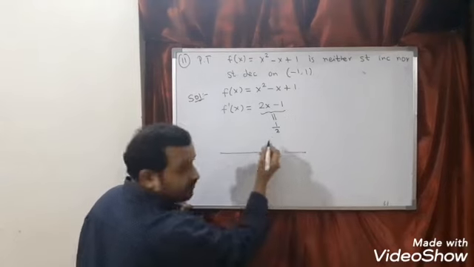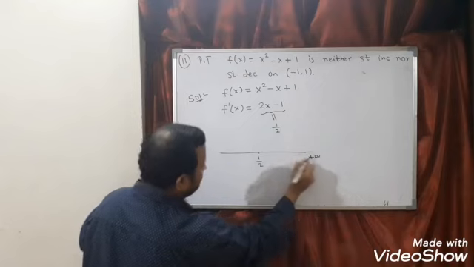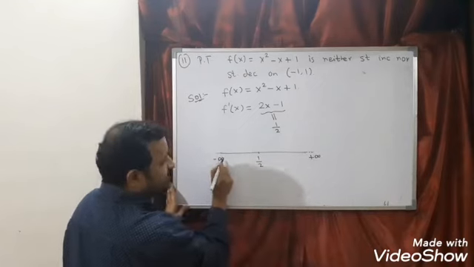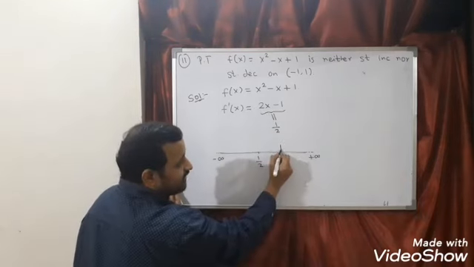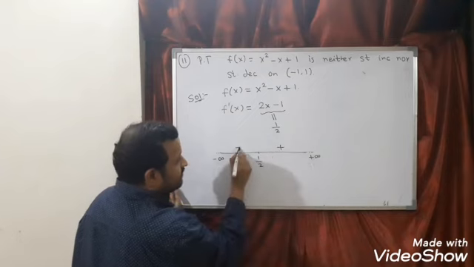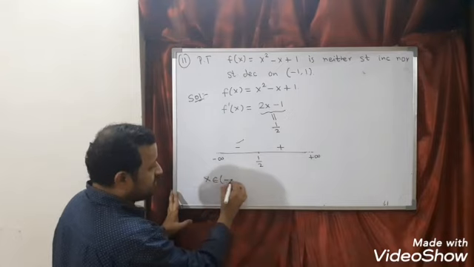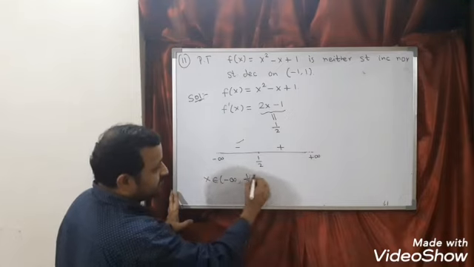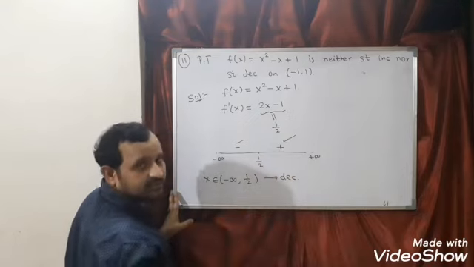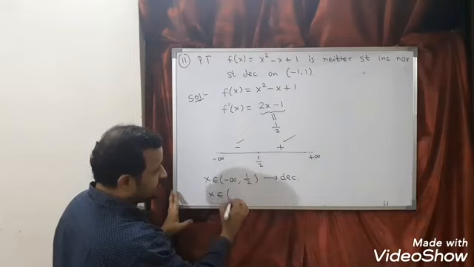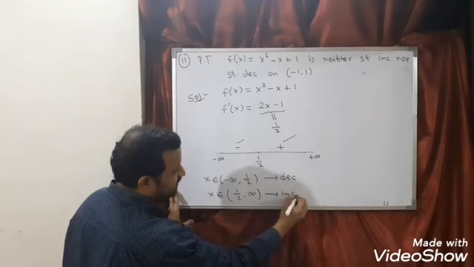Right. So plot all the critical points. 1 by 2 is here. This is plus infinity and this is minus infinity. What is the outside sign here? Plus. Since critical point is not repeated, alternate sign will come. So plus, minus. Minus means decreasing, so x belongs to minus infinity to 1 by 2, this is interval of decreasing. And plus represents increasing, x belongs to 1 by 2 to infinity, this is interval of increasing.